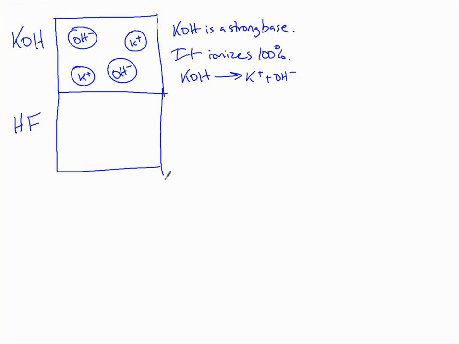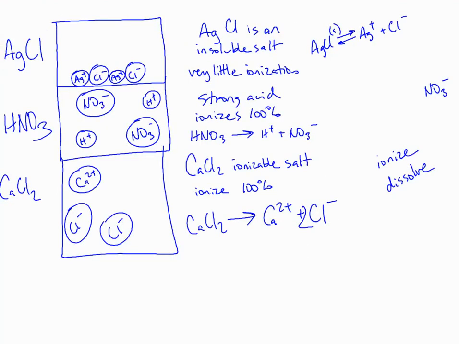Last one for the page is HF, hydrogen fluoride. I'm going to go with the explanation first. HF is a weak acid. Let me scroll back 2 pages to HNO3. HNO3 was a strong acid, which meant it ionizes 100%. All of it becomes H pluses and NO3 minuses.